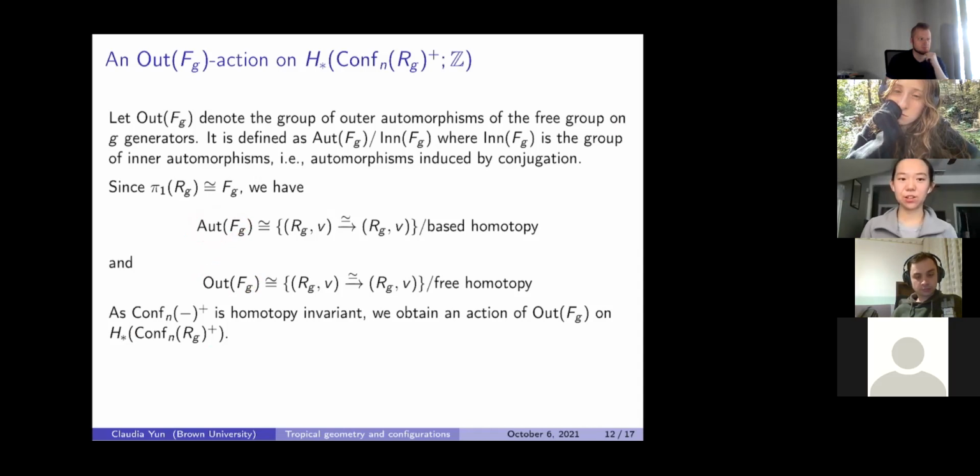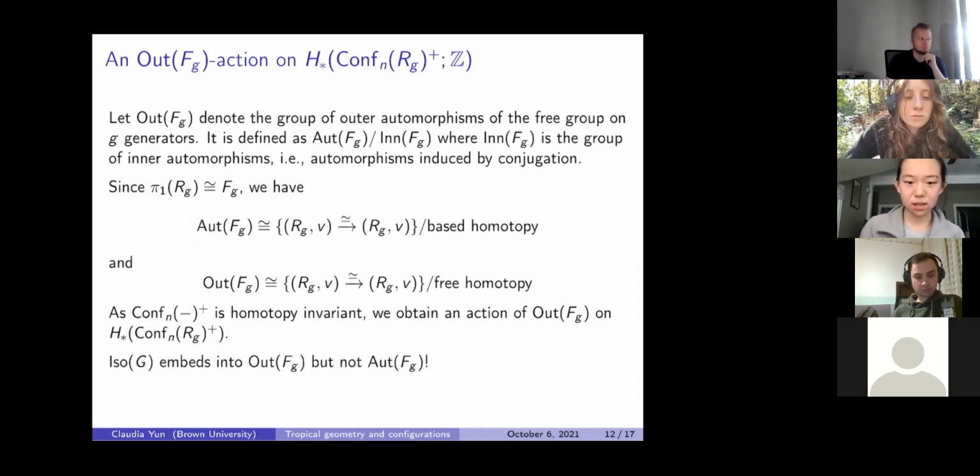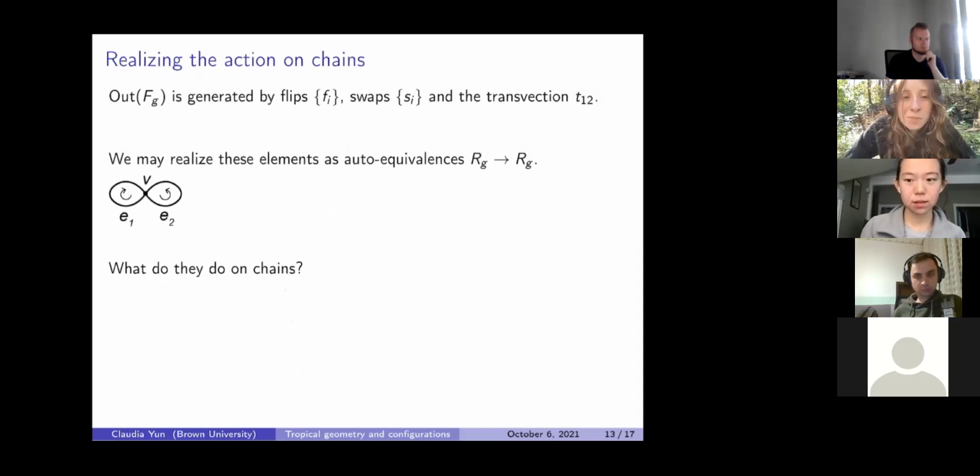And so now let's look at how we can compute this Out of G action. Claudia, just heads up, I want to give time for questions. So okay. We finish at 2 and leave a few minutes for questions. Gotcha. I guess work backwards from that.